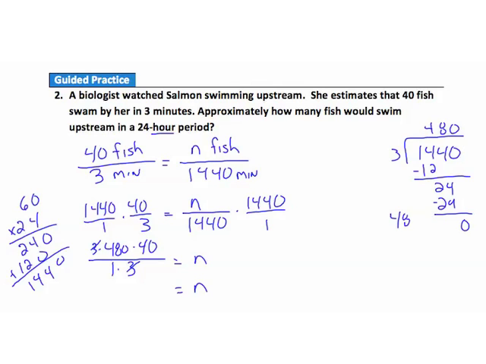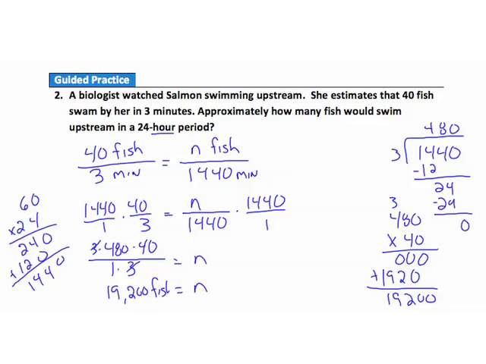We're going to do 480 times 40, 0, 0, 0, and we go through and multiply by 4, we get 0. 32, carry the 3. 16 plus 3 is 19. So it looks like you get 19200. So it looks like 19,200 fish are going to be swimming upstream in this particular river.